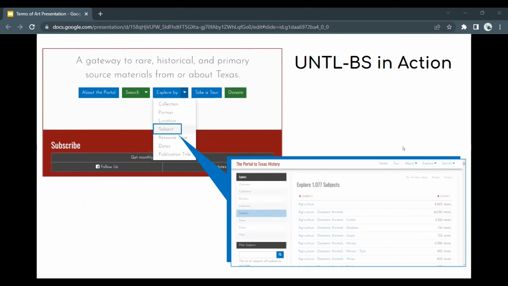Now, the UNTL-BS schema is supposed to be one way that users can interact with these collections. As the name might imply, it is specifically built to accommodate browsing behavior. And to that end, a browse by subject option is visible on the homepage of the portal, which when clicked leads users to a list of all of the UNTL-BS subject terms in the schema.